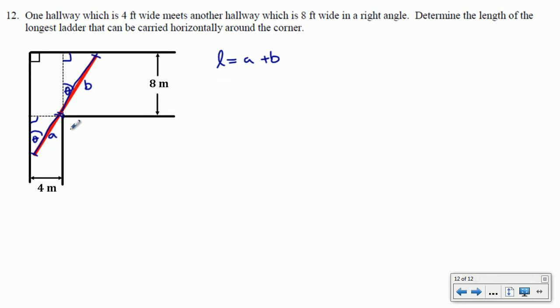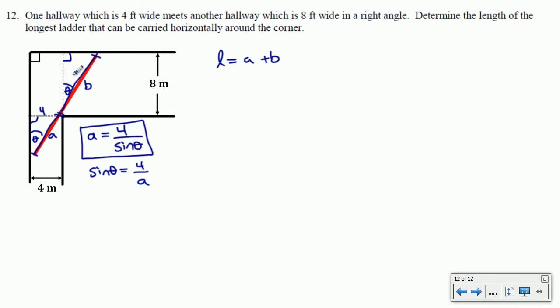So length A will be given by, it's the hypotenuse. We have the opposite, which is 4. So if we're using hypotenuse and opposite, we're going to need sine. So sine of theta equals opposite over hypotenuse, A. So if we solve for A, it's going to be 4 over sine theta.